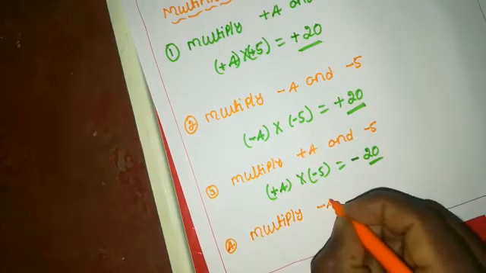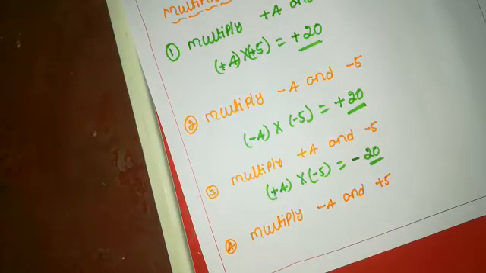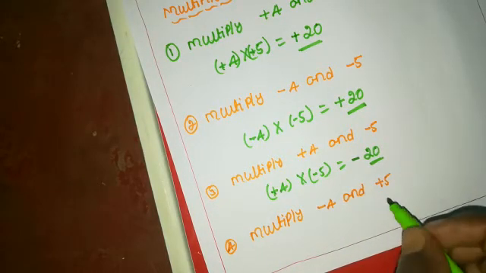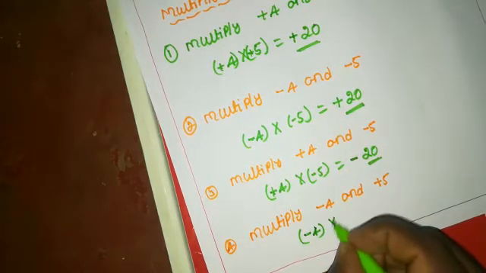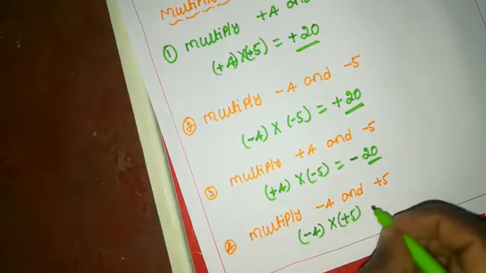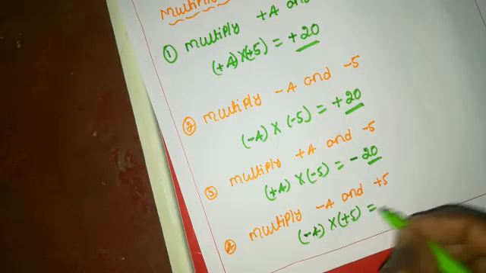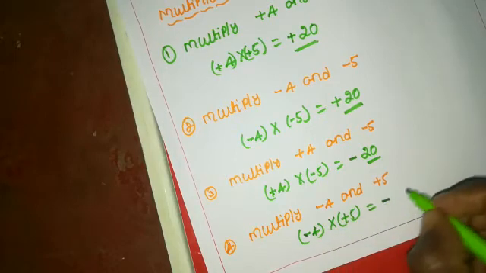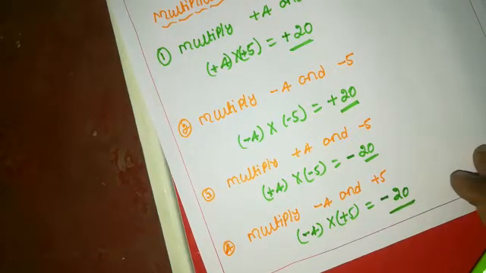Multiply minus 4 and plus 5. Here we have to multiply minus 4 and plus 5. It means minus 4 into plus 5. At first we have to multiply the sign. Minus into plus is minus. Then 5 fours are 20. Thus we multiply the integers.